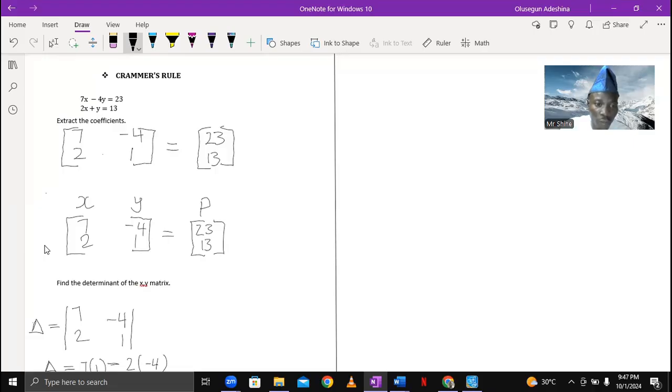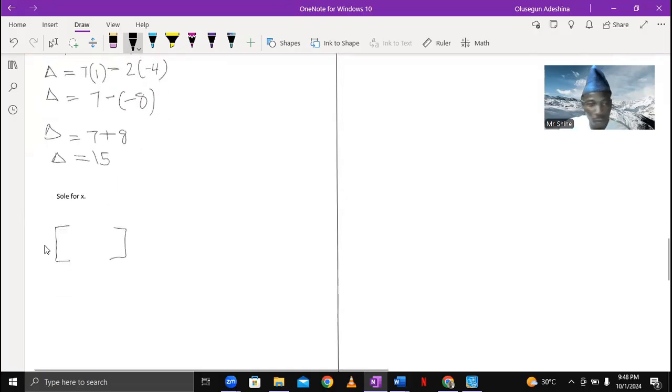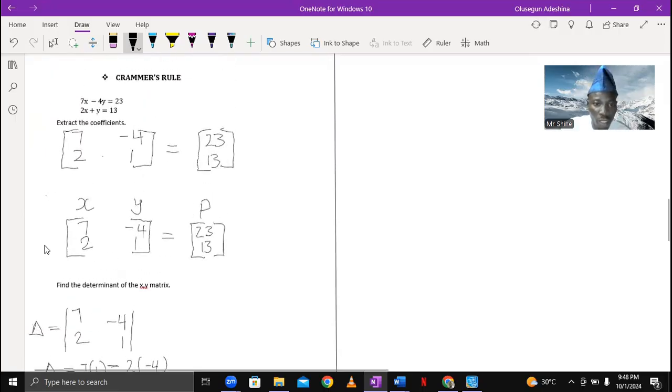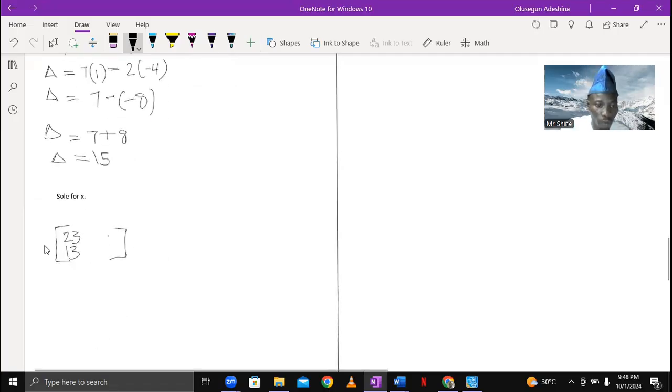So this is what we are going to have next. We're going to have 23, 13, -4, and 1, meaning that we remove the elements in column X and replace them by the elements in the constant matrix. So let's see how that goes. So 23 and 13, remember, are the elements in the constant matrix. While elements in the Y column remain -4 and 1. So this is what we are working with.